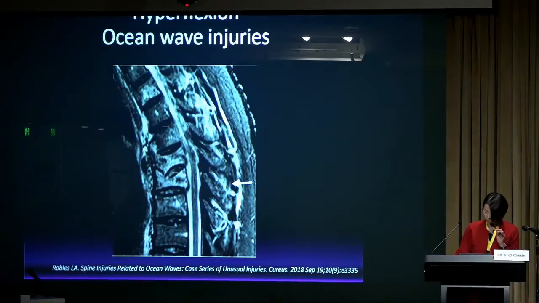This case is a hyperflexion injury. This patient was swimming in the ocean and was caught by a big wave. He was violently rolled over in the sea. The MRI showed a compression fracture and interspinous ligament tear. This results from excessive flexion of the spine.